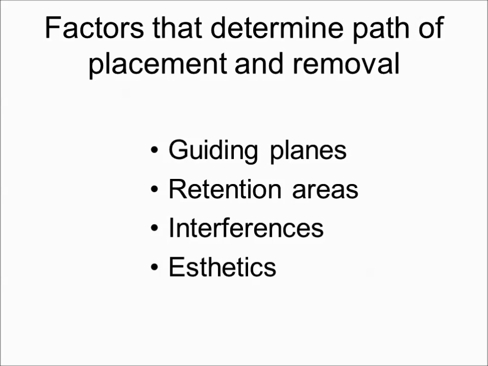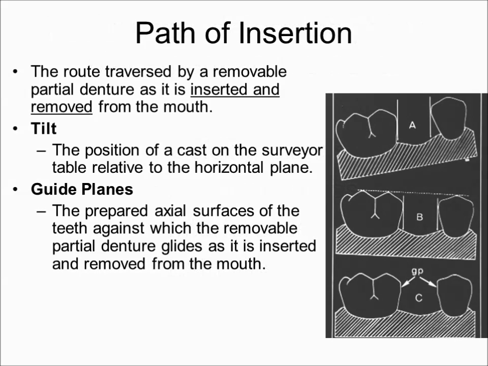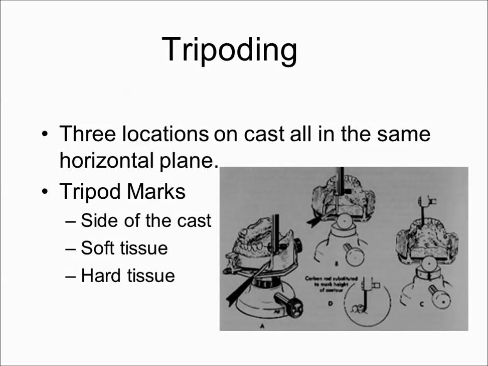Factors to be explored while surveying are locations of guiding planes, areas of retention, interferences such as severely tipped teeth and bony projections, and aesthetics. The route traversed by a removable partial denture, as it is inserted and removed from the mouth, is known as the path of insertion. Tilt is the position of a cast on the surveyor table relative to the horizontal plane. Guide planes are the prepared axial surfaces of the teeth against which the removable partial denture glides, as it is inserted and removed from the mouth.